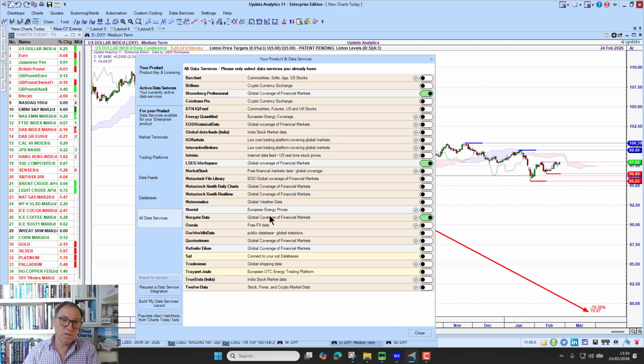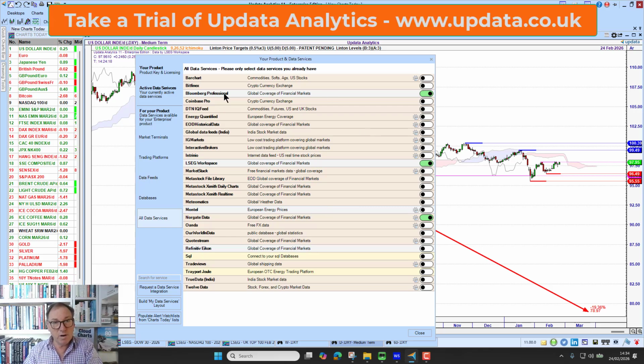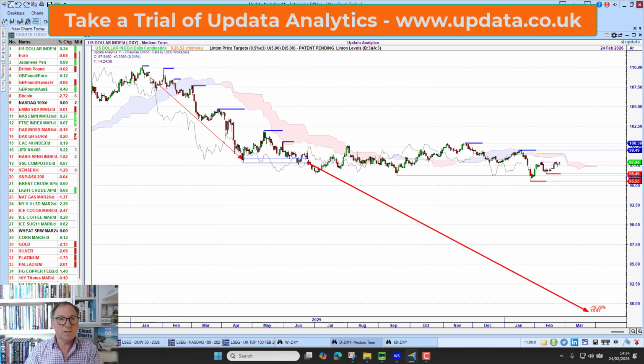So the key thing with all of these is that you can check out these feeds. Some of these firms will give you a free trial. You can run them into Updata and see how you go, and you can swap and change. But as I say, for real-time professional feeds, you're going to be using something like Bloomberg or LSEG Workspace. In energy, you might be using Montel or Refinitiv. Privately, DTN, Barchart, or Metastock for great global coverage. That's what we recommend. So that's a run through our data feeds. You start up Updata, you just go to the data services menu and you plug in your feeds, and away you go.